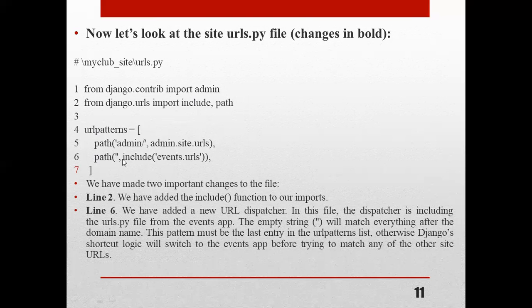Then at line number 6, you can see what changes we have made here. We have added the new URL dispatcher in this file. The dispatcher is including the urls.py file from the events app. You can see this empty string. This empty string will match everything after the domain name. This pattern must be the last entry in the URL patterns list. Otherwise, Django's shortcut logic will switch to the events app before trying to match any of the other site URLs.